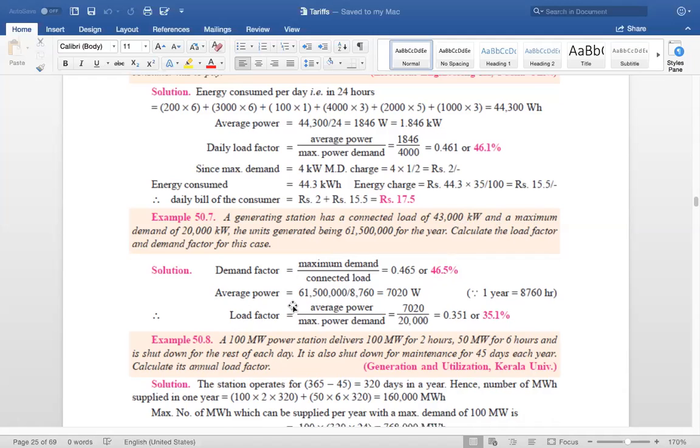The average power is 61,500 divided by the number of hours, which is 8,760 per year. That gives us 7,020 watts. So the load factor is the average power divided by the maximum demand. So that's 7,020 divided by 20,000. That gives us 0.35 or 35.1%.